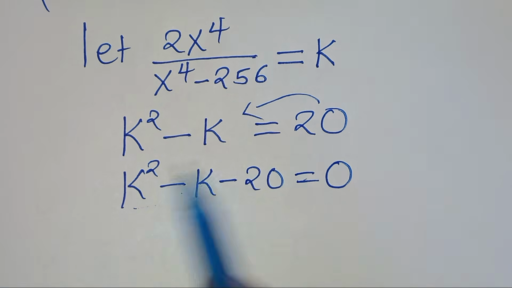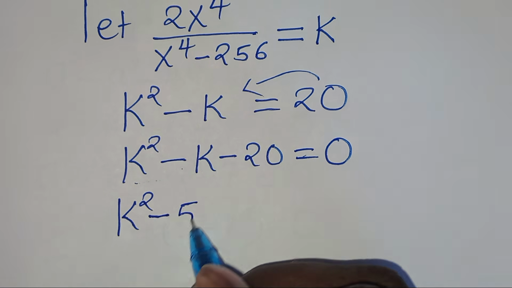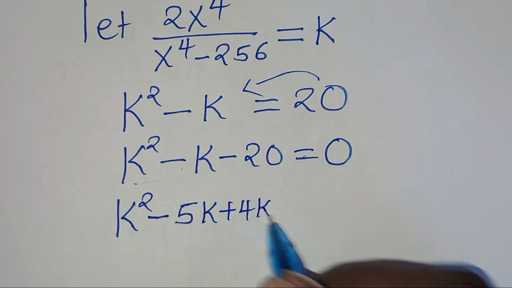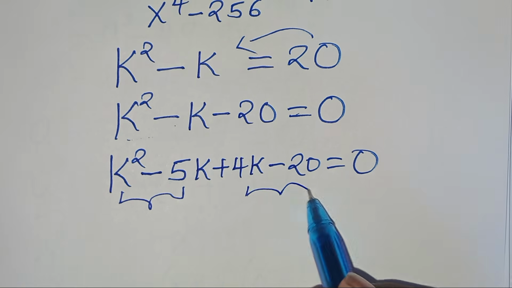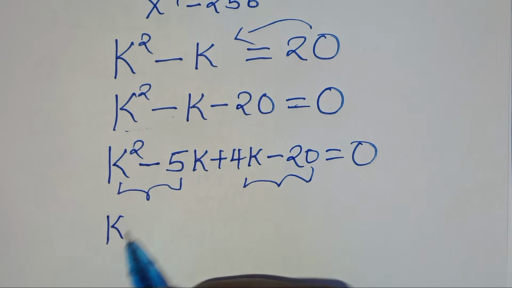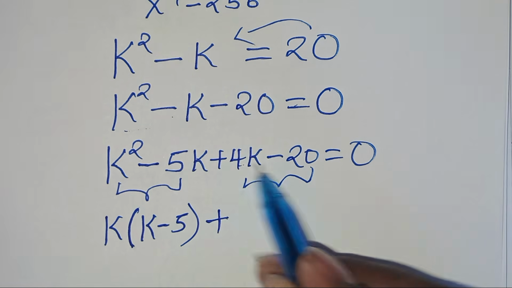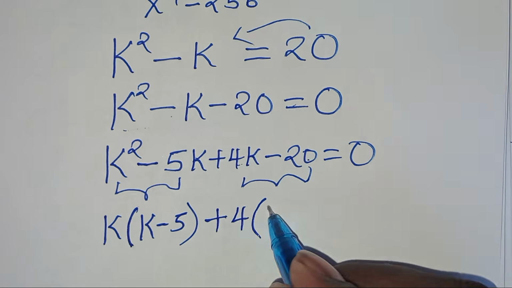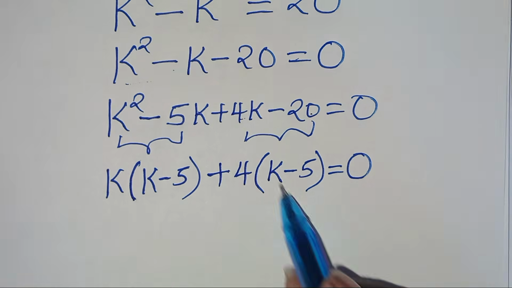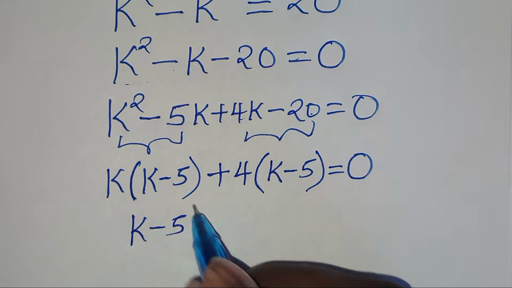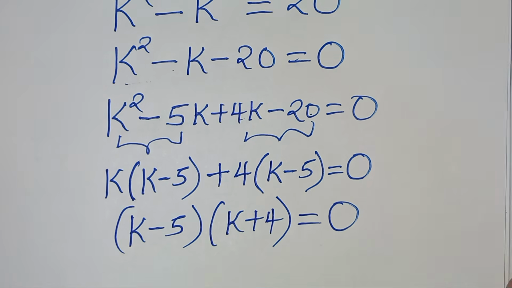We can solve this quadratic equation by factorization method, where we have k squared minus 5k plus 4k minus 20, this is equal to 0. So we have got two parts here. Here we have k common. Let's factor out k so that we have k minus 5, plus 4 is common here. Let's factor out 4 so that we have k subtract 5. This is equal to 0. K minus 5 is common. Let's factor out k subtract 5, then we have k plus 4. This is equal to 0.